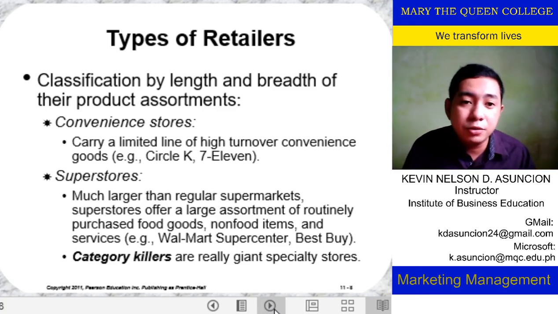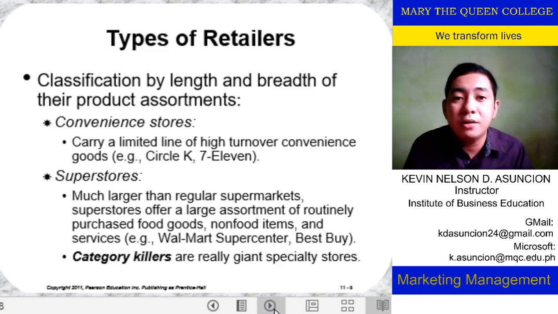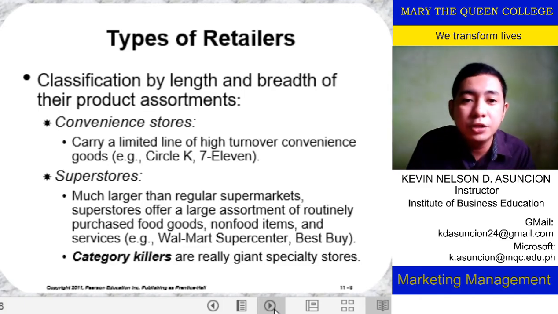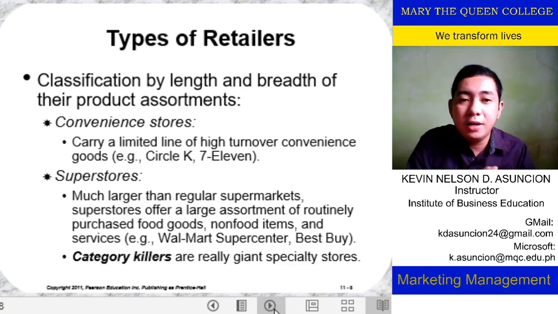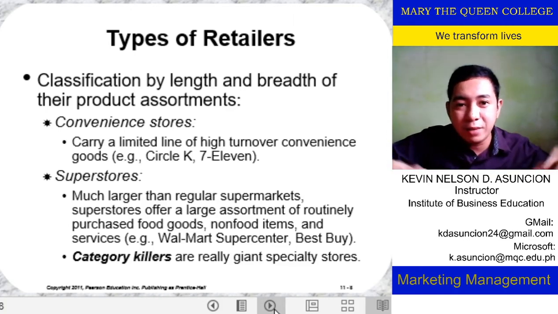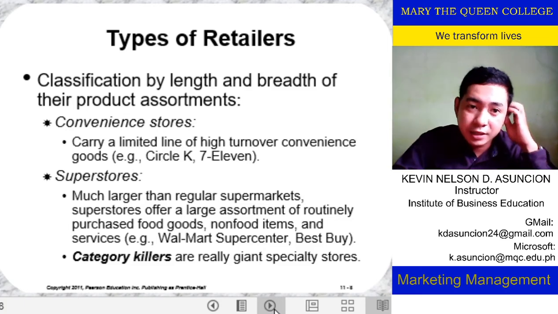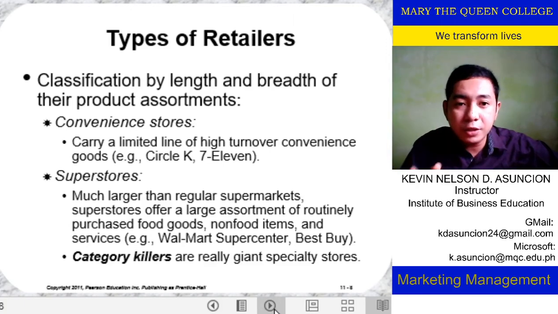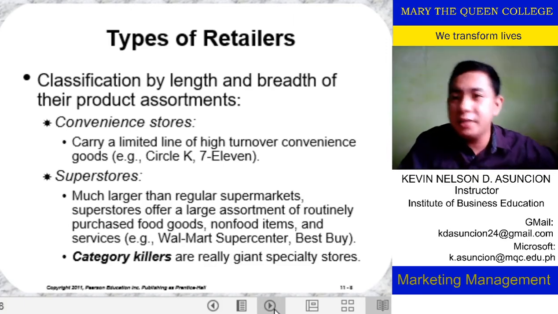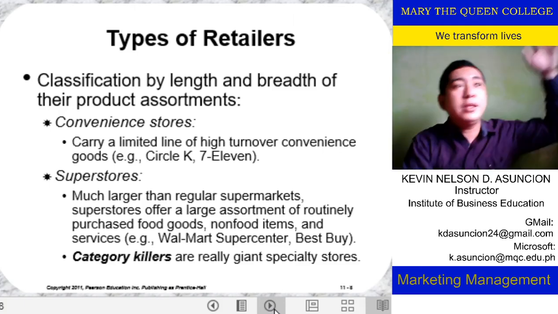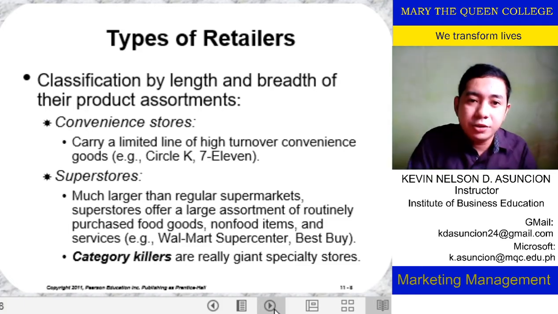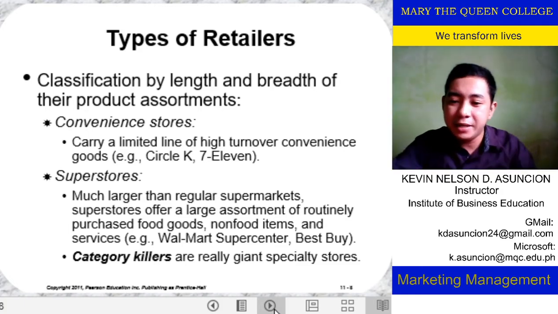So, ano na makaibahan ng superstores? Superstores are much larger than these supermarkets. Superstores offer a large assortment of routinely purchased food goods, non-food items, and services. Ito na yung mas malaking supermarket, pati na yung mga department store ay kasali na. So that's a superstore, such as what we call the hypermarkets. So these superstores are category killers. Wherein any assortment ay nandyan na, any product line andyan na, o yung mga levels ng product lines or the offerings of your product lines are also available. So ganun kalawak. Kumbaga sinasama niya na lahat.